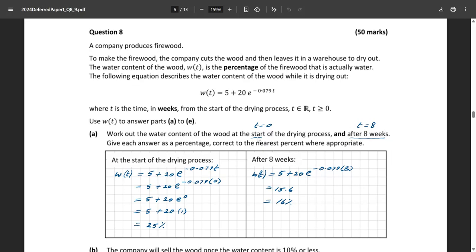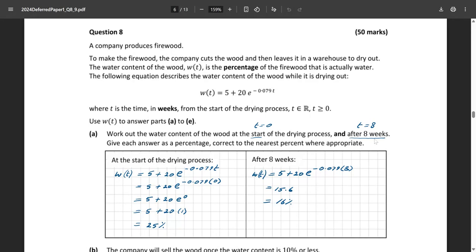And at the start of the drying process, you've got to realise in the exam, it's like converting English to maths language. English is at the start of the drying process. In maths language, that means t equals 0. The time in weeks is 0 at the very start. So you put in 0 for t, and you get e to the power of 0, which is 1, and you get 5 plus 20, which is 25. So W(t) is 25, and we're told again that this is the percentage of water in the wood at the very start. So the wood starts off with 25% water.